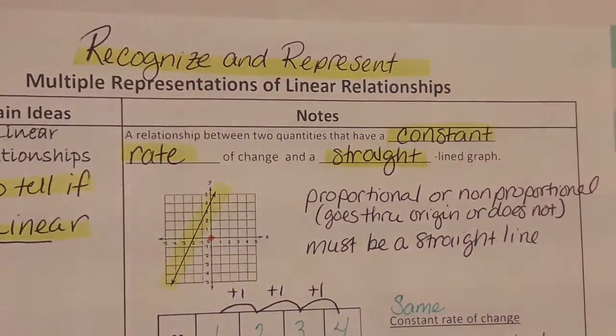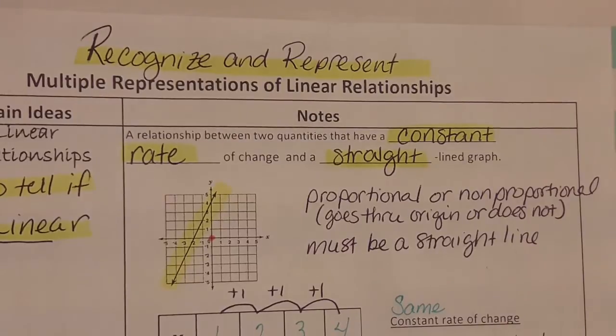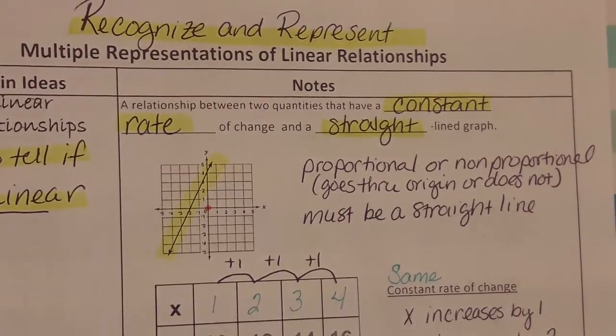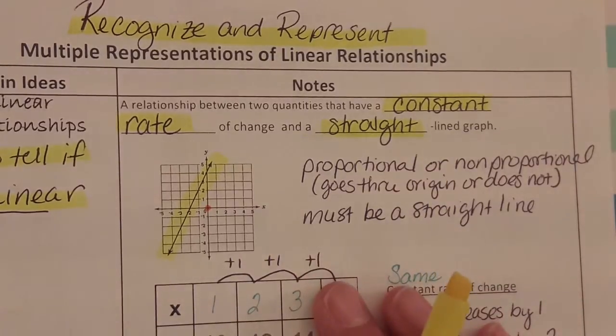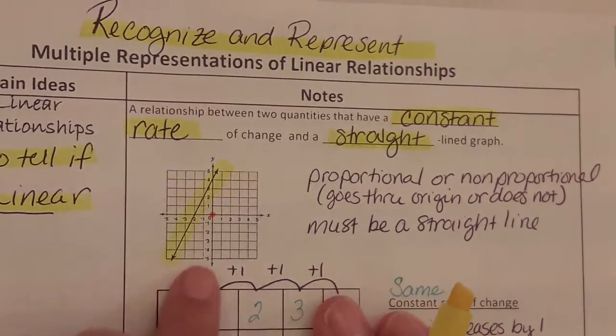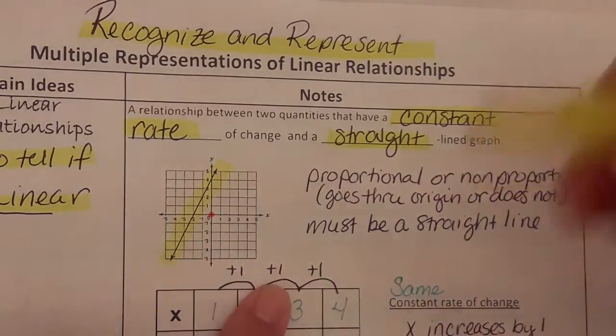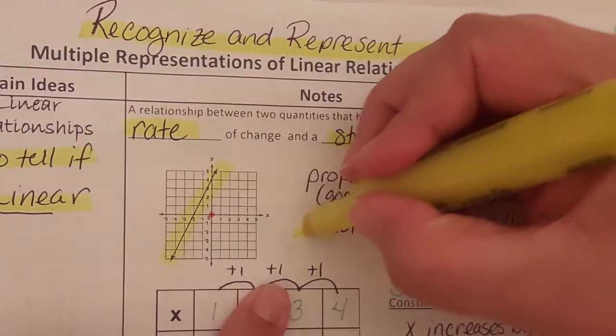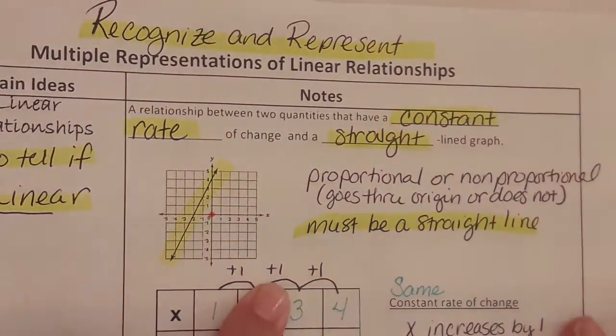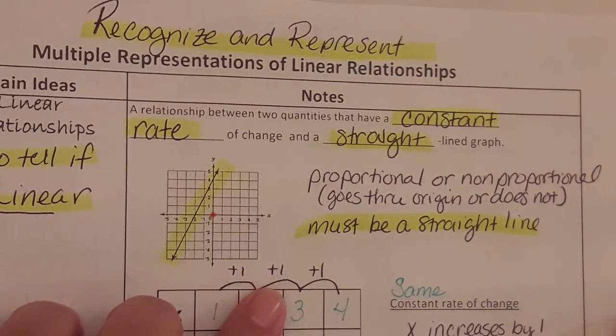So, a relationship between two quantities that have a constant rate of change and a straight line graph is a linear relationship. So keep that in mind. The two characteristics that you need to look for if you're looking at a graph and you want to know if it's linear or not. First of all, most important, it must be a straight line. It just has to be. Linear has literally the word line in it, so your graph has got to be a straight line.